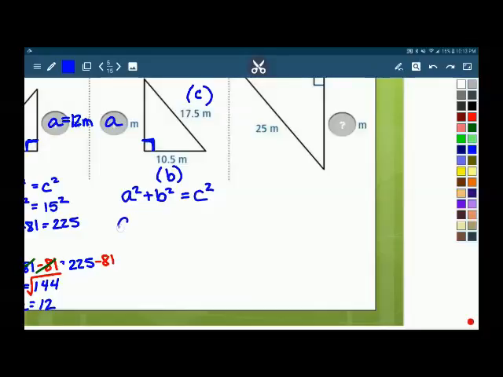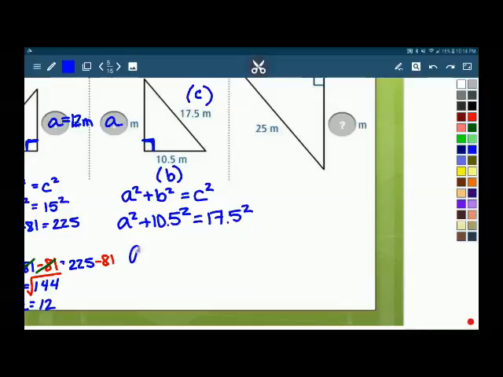Okay, so I have a squared plus 10.5 squared is equal to 17.5 squared. Don't let those decimals throw you off, and don't round until the very end. I would even suggest only rounding after you square root. Your very last step should be to round. If you round in between steps, it's going to skew your answer. So let's pull out our calculators.